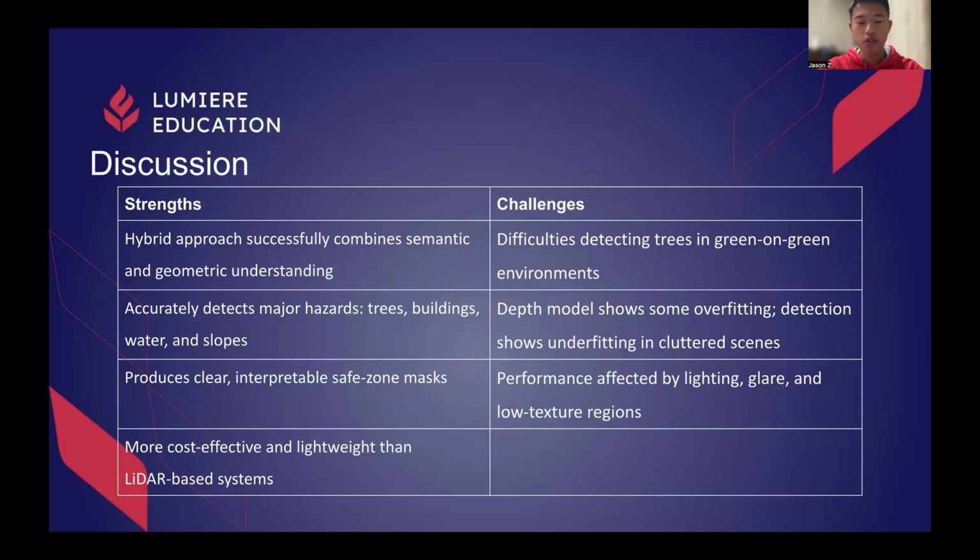However, limitations still remain. Object detection struggles with green-on-green environments where trees blend into vegetation. Depth estimation sometimes overfits, while detection underfits in cluttered forest scenes. Lighting variations and low texture surfaces can also affect performance. Overall, the system shows strong promise but still requires refinement before real-world deployment.